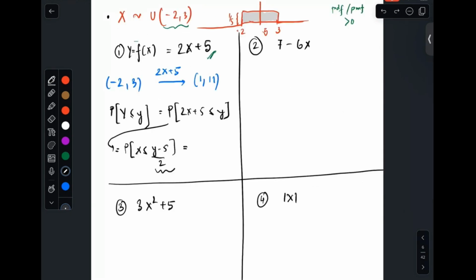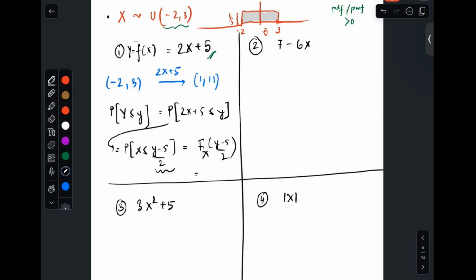Okay, so now this is a uniform distribution, and this is nothing but the CDF of (y minus 5) by 2. And you know how the CDF of a uniform distribution looks like. A CDF of a uniform distribution looks like a straight line from minus 2 to 3, right? And therefore you can easily write it down here, and in fact it will turn out to be a uniform distribution. You can prove that. After getting this CDF, you can differentiate it again to get the PDF.